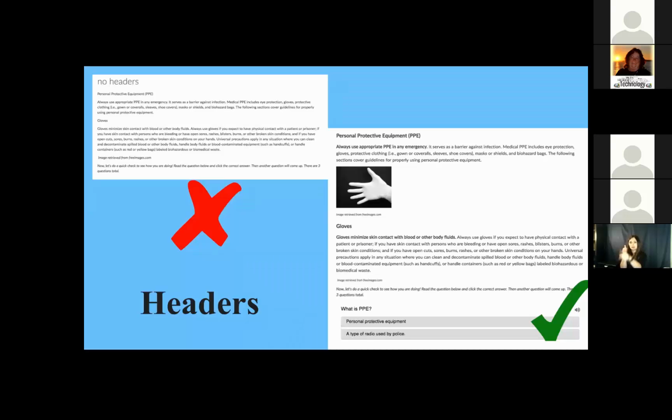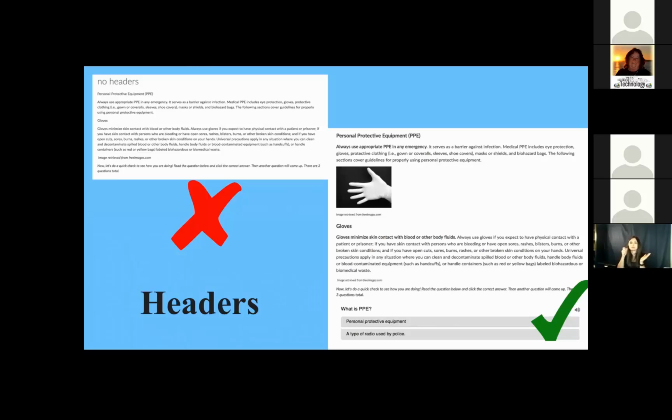Absolutely, the right-hand side. For one, you can use headers to structure and organize and even chunk your content. Super, super helpful when we are using headers to chunk content. So, for example, if I want to read about gloves before I read about personal protective equipment, I'll go to the bottom one and I can read, and I know that specific paragraph is going to help me find what I'm looking for.